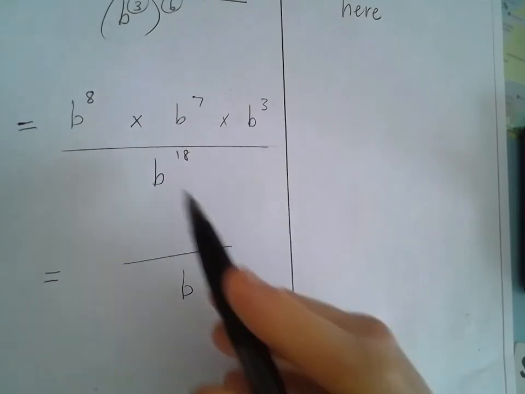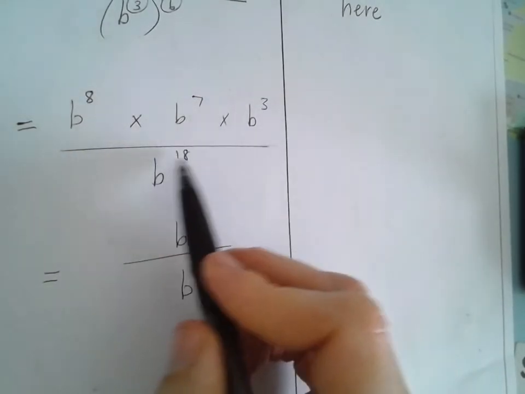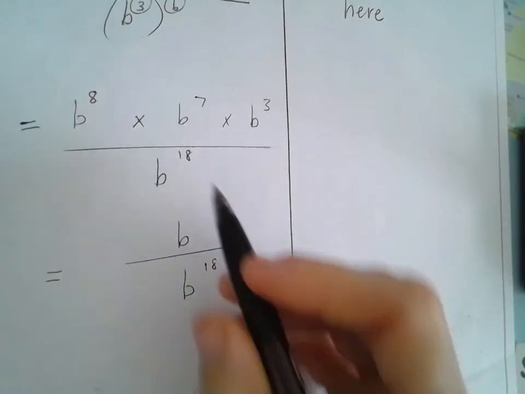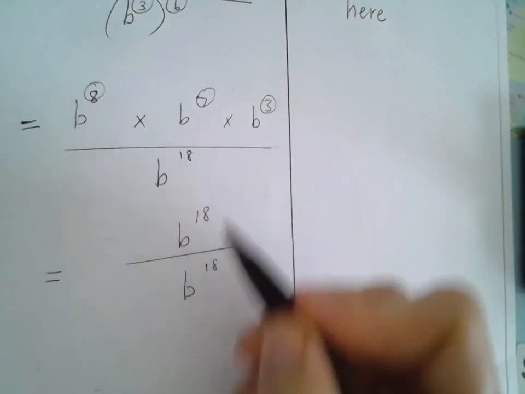Sorry, on the denominator, now I can keep the base. It's index law 1 happening here. 8 plus 7 is 15. 8 plus 7 is 15, plus 3 gives us 18.